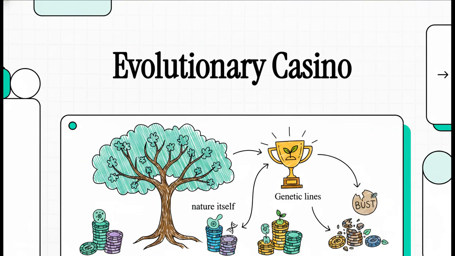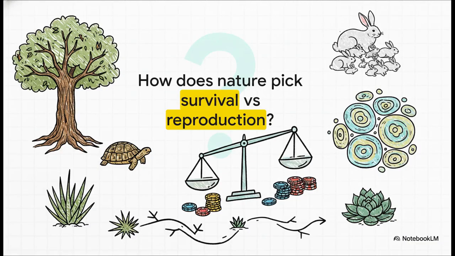Welcome to The Explainer. Today, we're stepping onto the floor of the ultimate high-stakes gambling hall, nature itself. Think of biological traits as nature's way of placing bets. Every organism out there has a limited stack of chips, right? Limited energy, limited time, and limited resources. And how they choose to place those chips pretty much determines whether their genetic line hits the jackpot or, well, goes completely bust. So it really all boils down to one fundamental question.